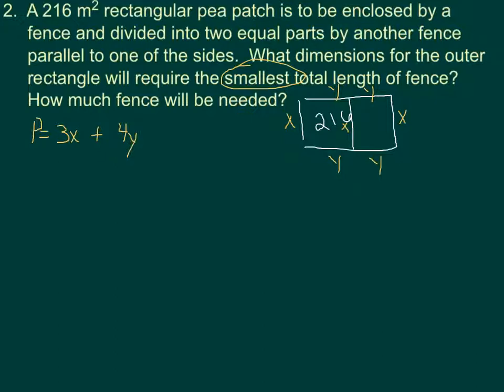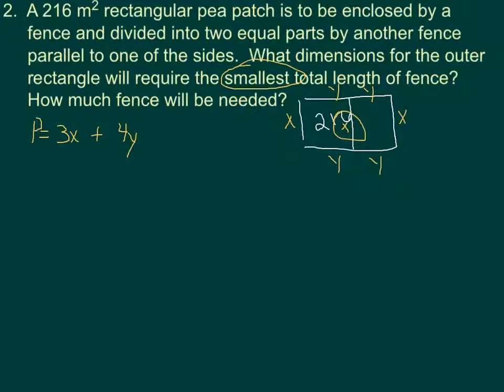Now that's the perimeter of the whole thing. The problem is asking for the dimensions of the outer rectangle, and so we'll find those dimensions. But in order for us to find what x and what y are, we're going to need to take into account all of the fence. The second question, how much fence will be needed, will include that dividing line, the middle fence right here. And so that's why we're using 3 x's and 4 y's, even though we're going to minimize that for the outer rectangle.